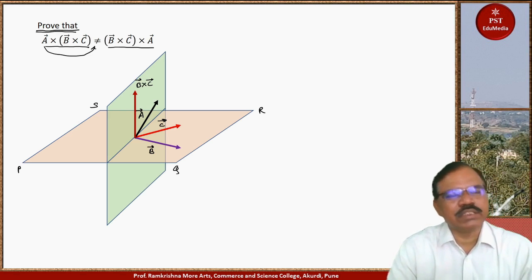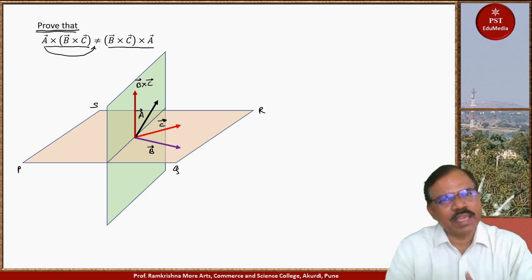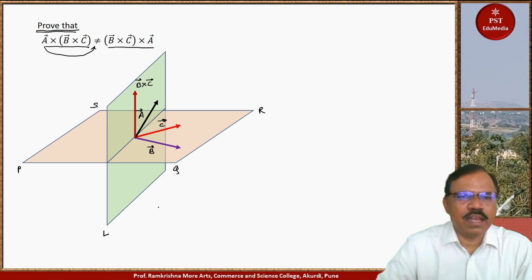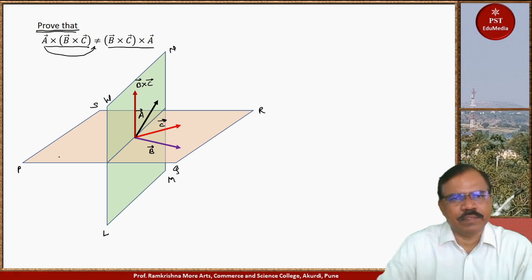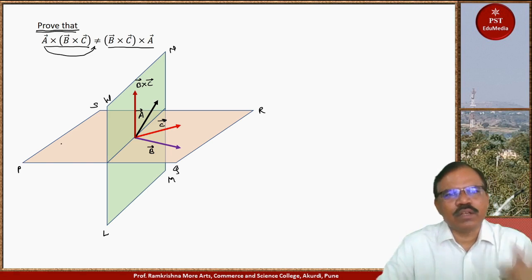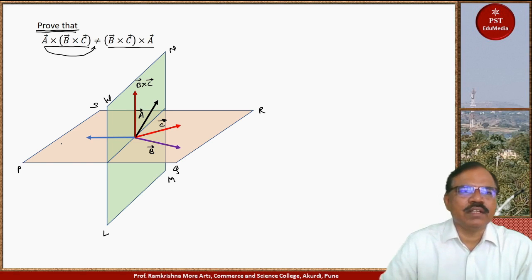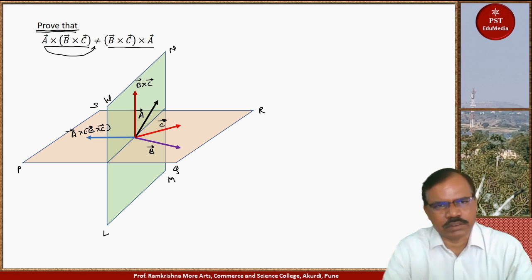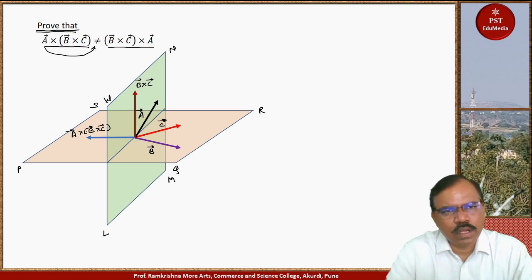So A cross B cross C will be perpendicular to the plane of A and B cross C. So this plane we have taken L, M, N, W. A cross B cross C will be perpendicular to this. Means this one will be A cross B cross C. Now here, A cross B cross C will lie in the plane of B and C, means in the plane of PQRS.